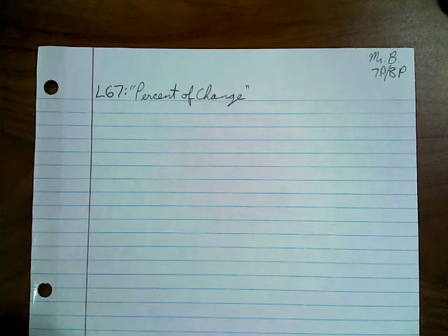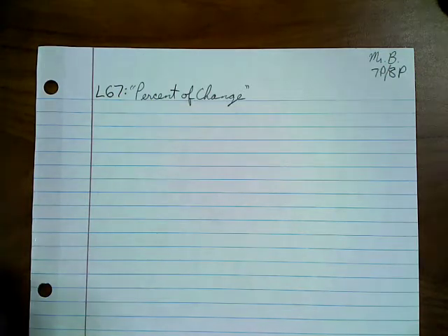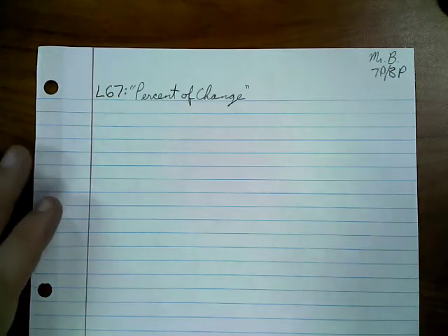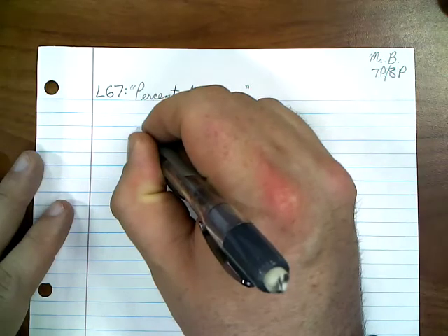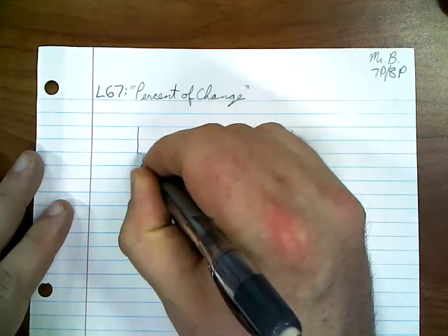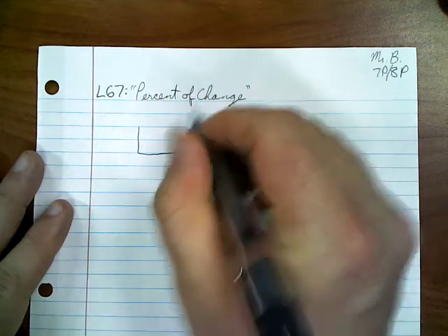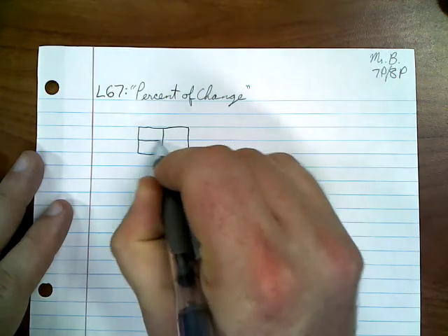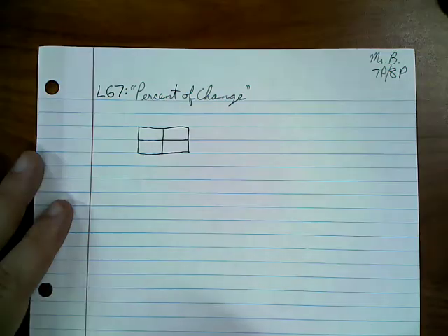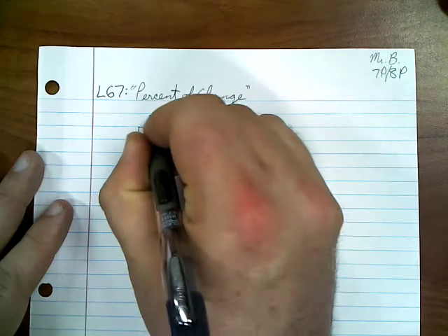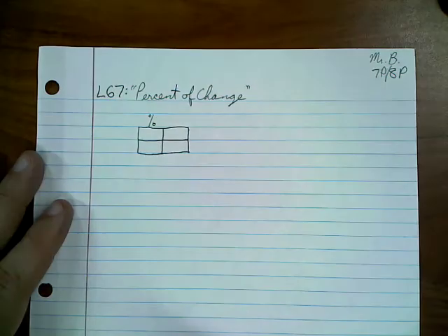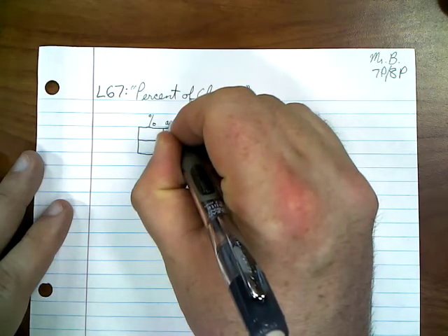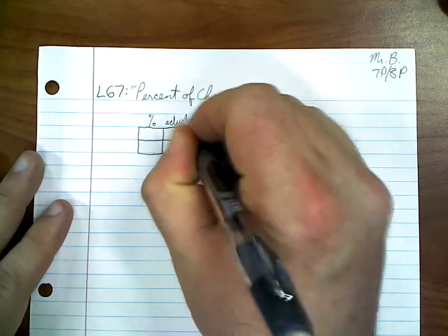Hello students, today's video is over lesson 67, which is percent of change. So percent of change. In order to help us with this, we're going to go back to our old friend, the ratio box. Now since this is about percentages, we're going to make the first column, instead of ratio, percent, but the second column will still be actual, like normal.